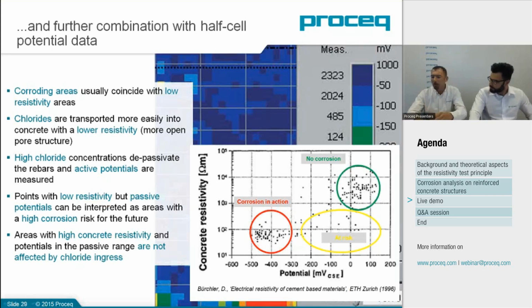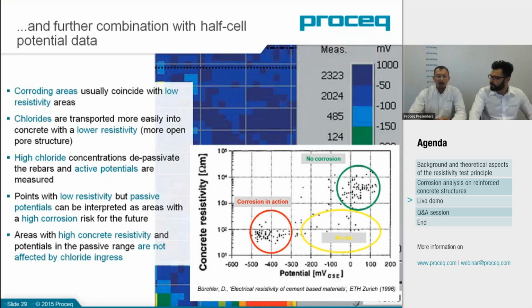On the other side, we have other areas where we see passive potential, meaning around zero, and high resistivity values. Well, that is where the maintenance engineer or the contractor will probably save his money, because we can grant that those areas are safe, provided that some visual inspection confirms this statement.